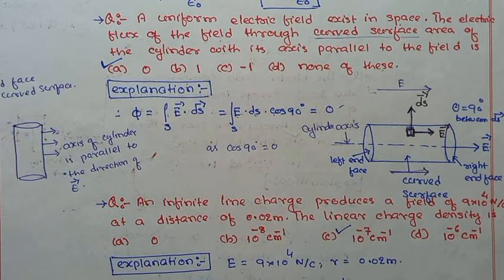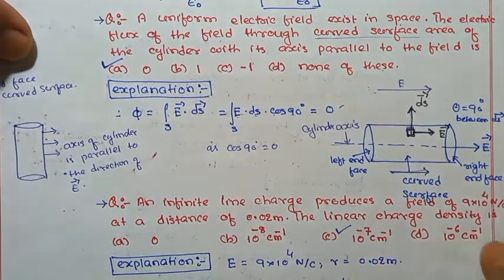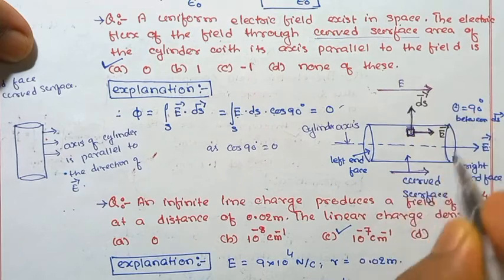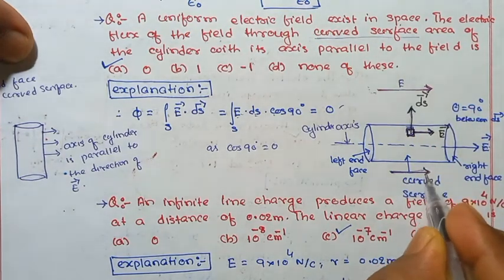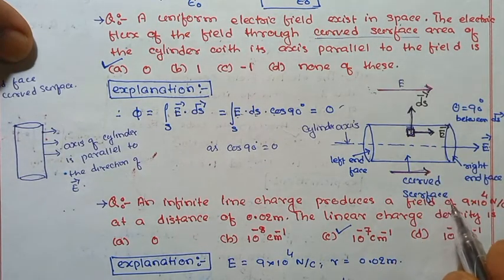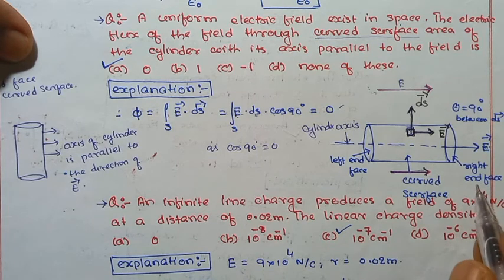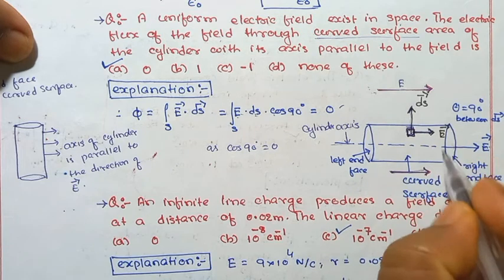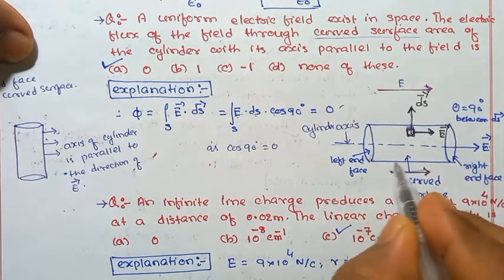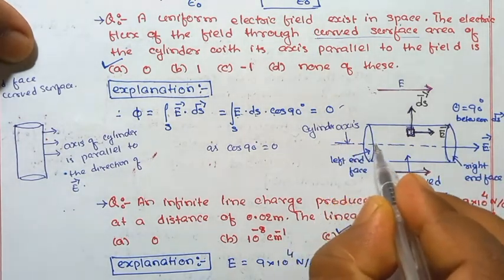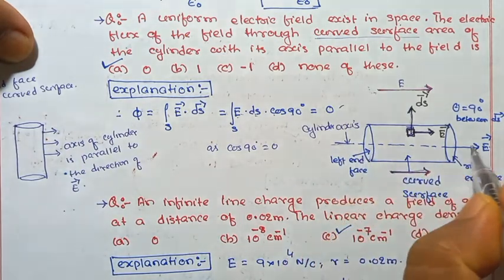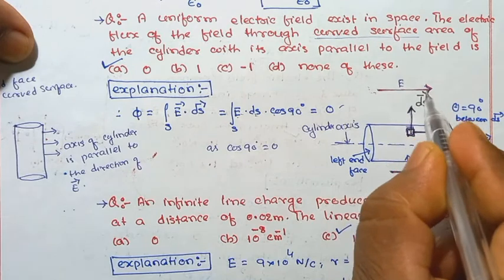In this question it is given the uniform electric field exists in the space. So say this is the uniform electric field. ठीक है, and the axis of the cylinder is parallel to the field. This is the cylinder. So this is the axis of the cylinder. So the axis of the cylinder is parallel to the field.